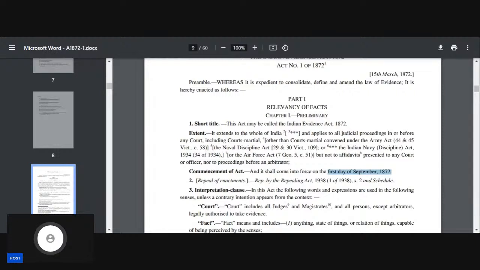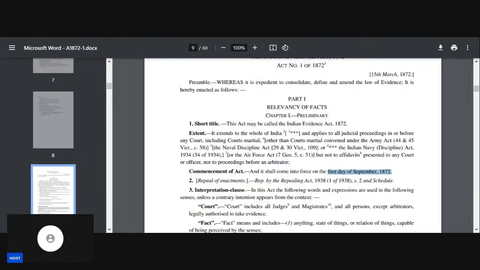Anyone who can tell me what is Indian Evidence Act? Is it lex fori or is it lex loci? My question is, Indian Evidence Act, lex fori or lex loci? Arunima says lex fori. Lex fori is the correct answer. Very good. Arunima, Sukrati also says lex fori. Shaktija, it is lex fori.